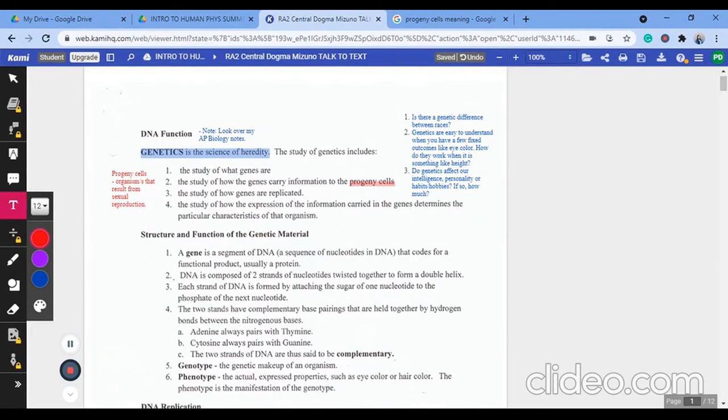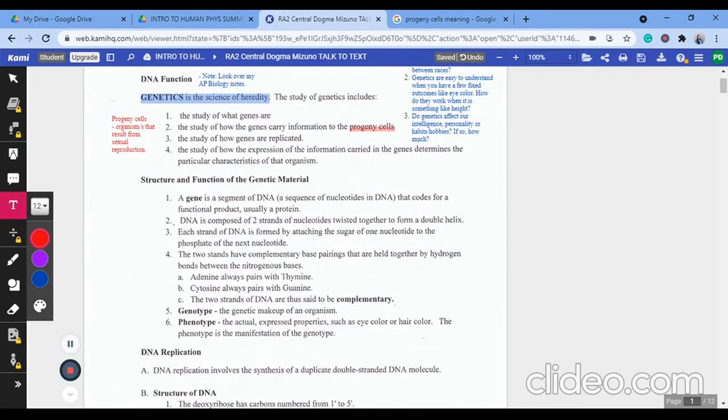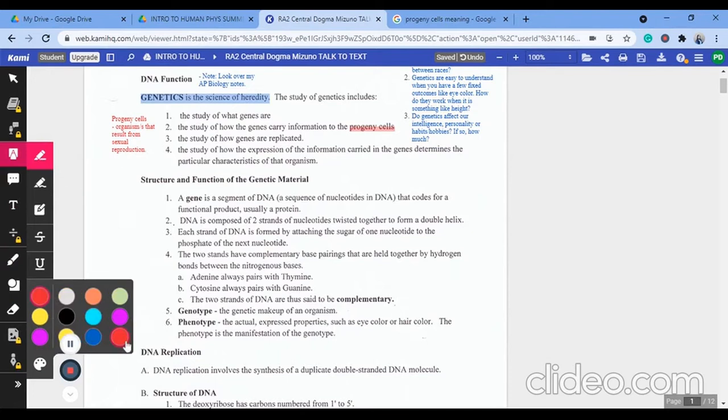Okay, so now that we're done with genetics, we'll move on to the structure and function of genetic material. Number one, a gene is a segment of DNA, a sequence of nucleotides in DNA that codes for a functional product, usually a protein. I'm going to highlight this section, and I'm also going to highlight nucleotides because I know the meaning, but I'll annotate that later once I'm done reading all 6 parts of this section.